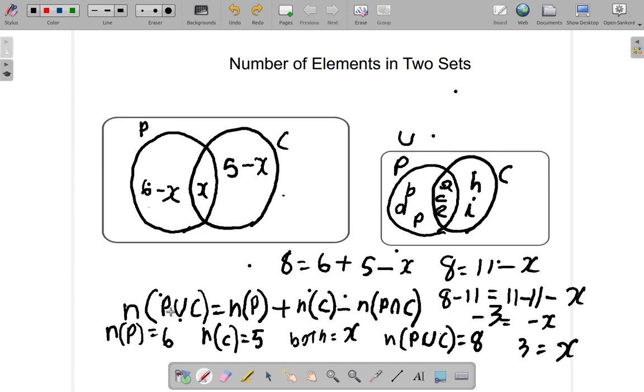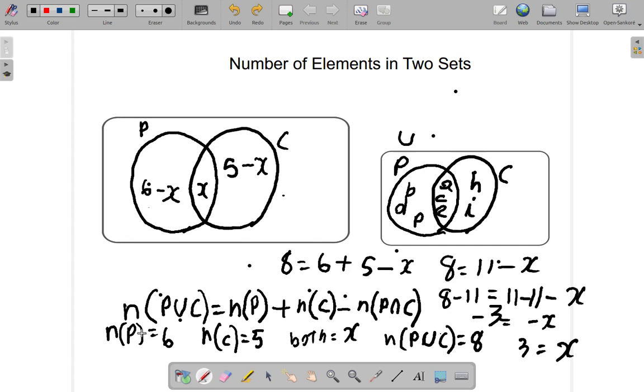The formula says the number in P union C is the number in P plus the number in C minus the number in both P and C, because when you count the number in P, you will also count those in C too that are in both P and C, and then you go over to C and count them. You're going to also count the number in P as well, because some of them are in C and P. So you subtract that double counting that you did. Alright? So you minus the intersection.